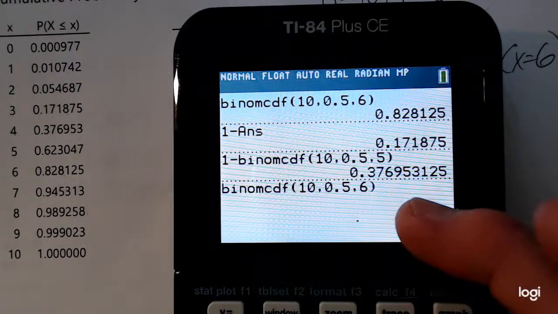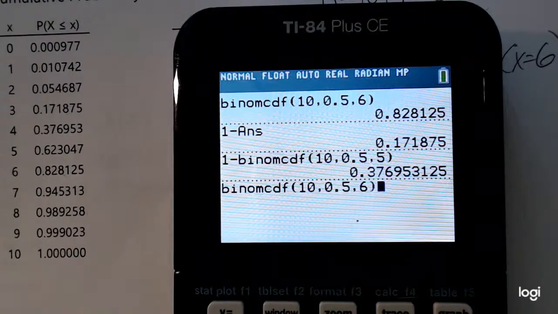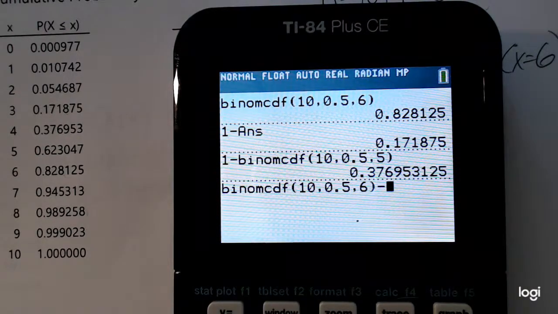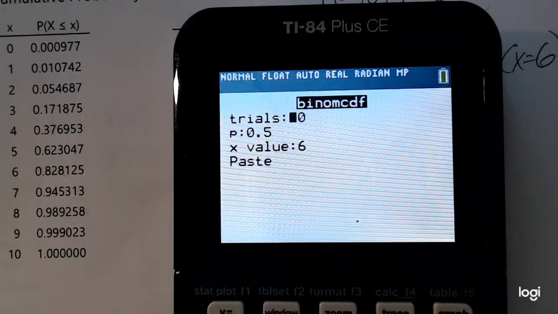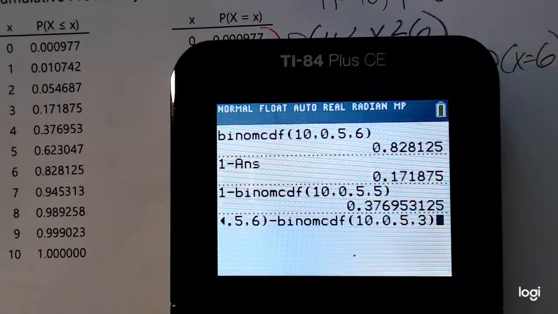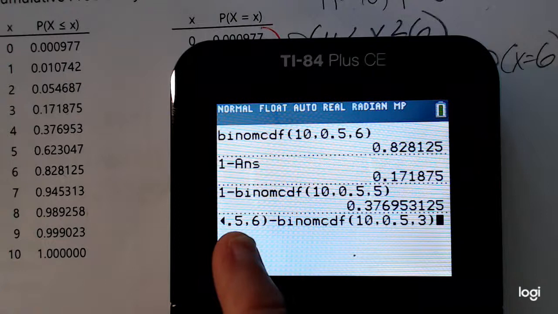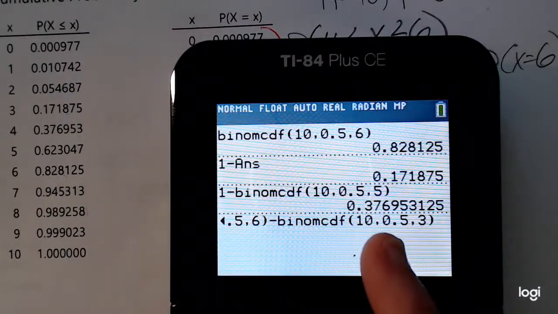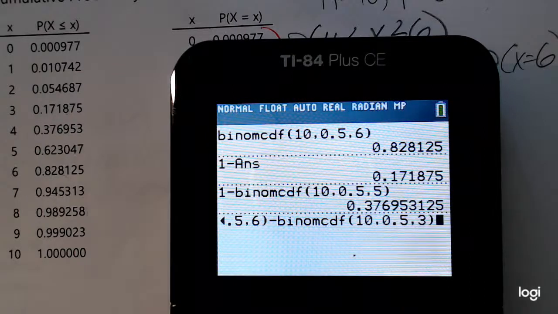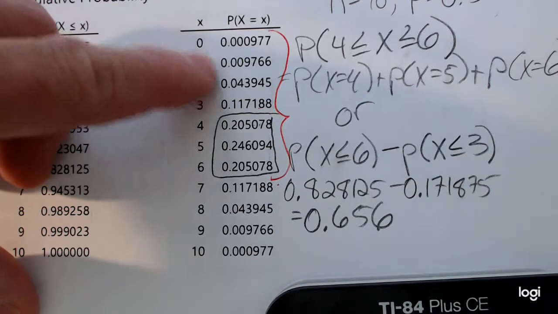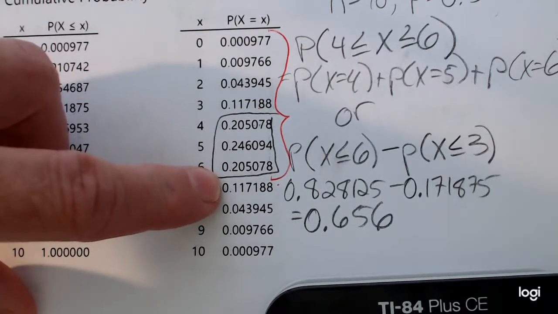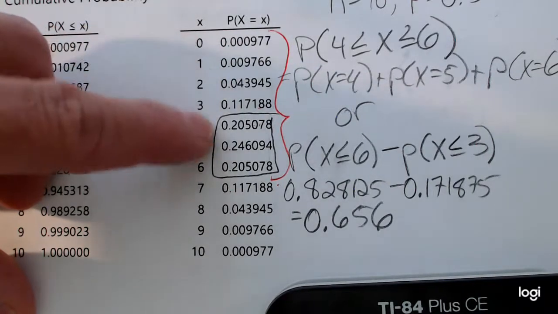And then I want to subtract the probability that x is less than or equal to 3. So I can subtract, go back to my distribution menu, go back to binomial CDF, and then stop at 3 and carry it back to the home screen. So what I'm doing is I'm taking the probability x is less than or equal to 6, and I'm subtracting out the probability that x is less than or equal to 3. Okay, so I'm having the calculator do this entire sum from 0 through 6 and subtracting out the sum from 0 to 3.